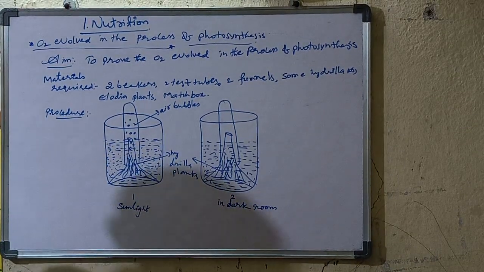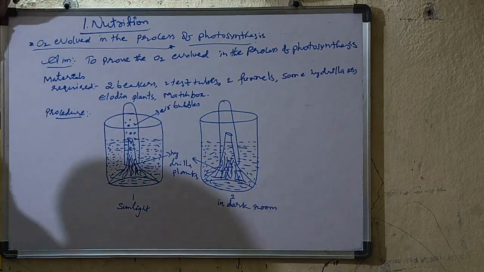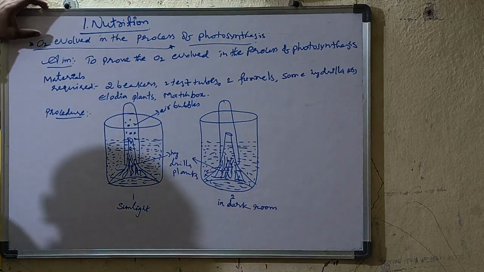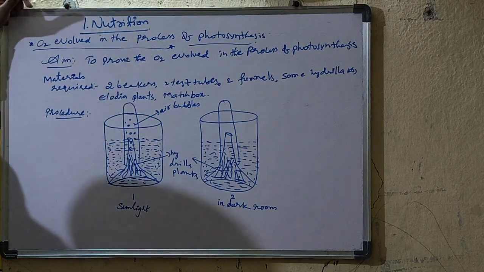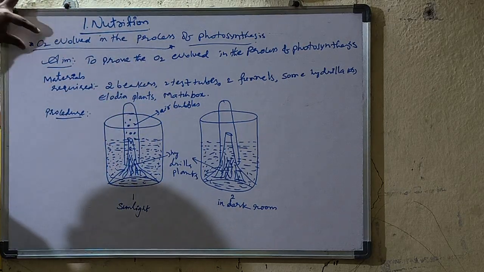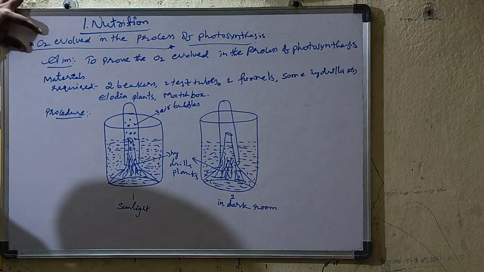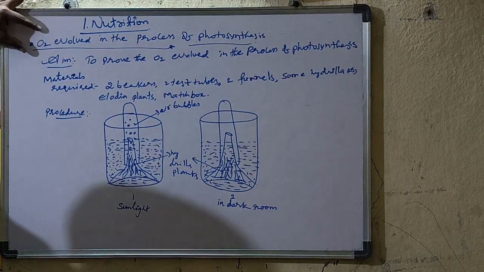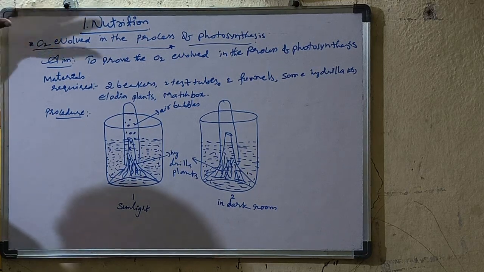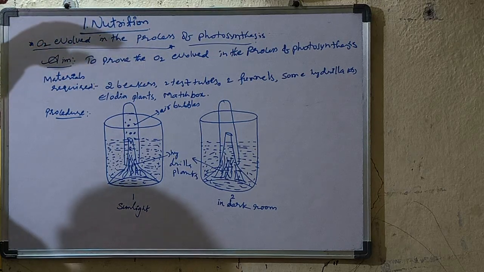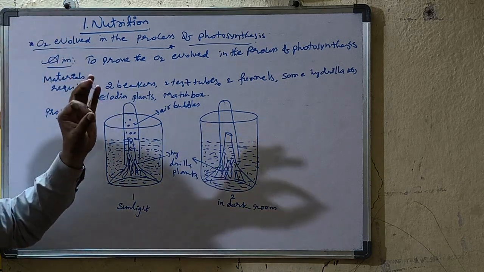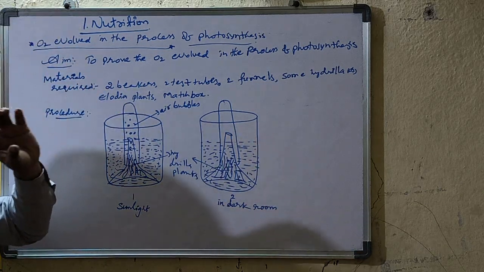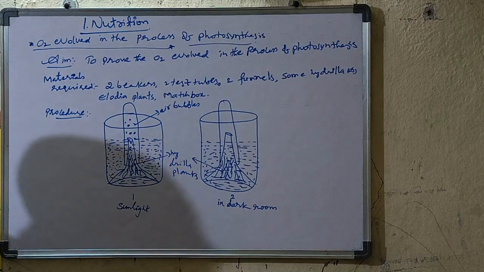So today we are discussing the 10th class first lesson, that is nutrition. In this lesson, today we are doing an experiment. What is the experiment? Oxygen evolved in the process of photosynthesis. So that is the experiment name. In this experiment, we are writing the aim, materials required, procedure, precautions and observation. Five main headings are there.